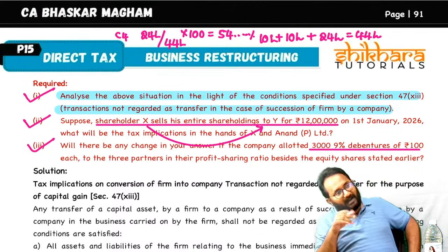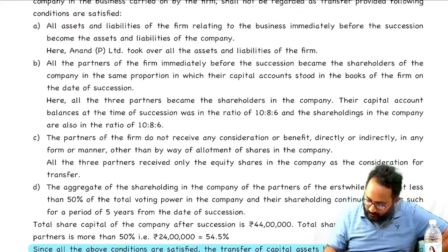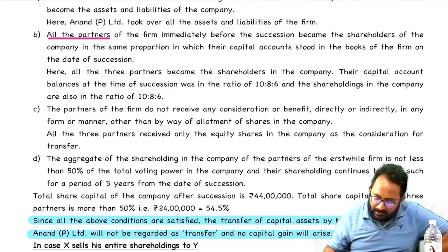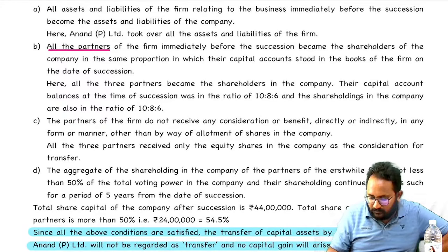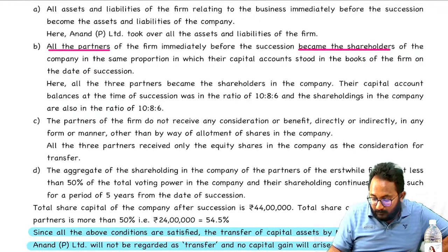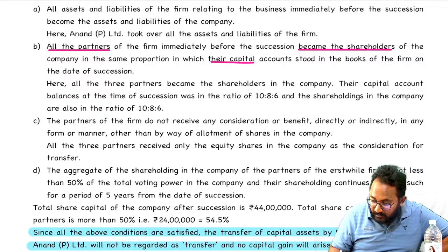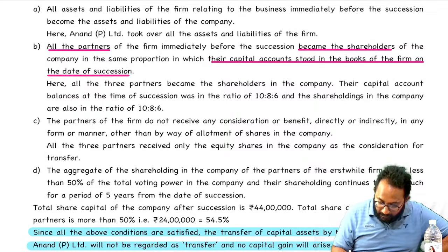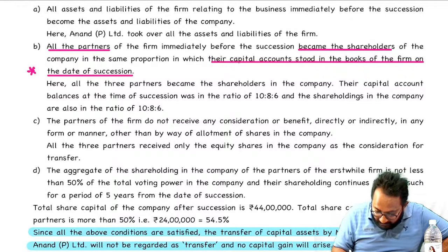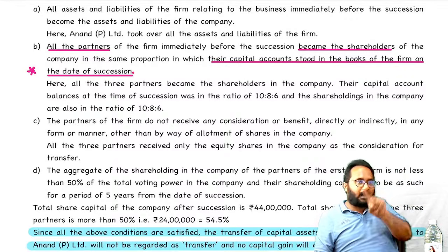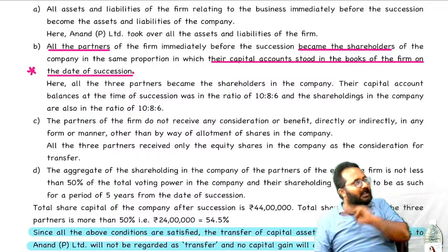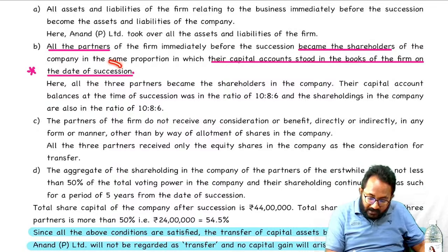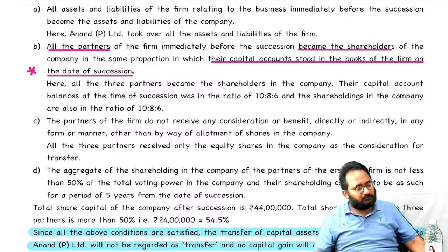But at the time of entrance only, you can check this condition. All the partners are required to become the shareholders, in which proportion they need to hold on the date of succession only. Clearly you can see this word, on the date of succession all should transfer. Okay, 3 are there, 3 also shifted. And they need to maintain the capital ratio on the date of succession.